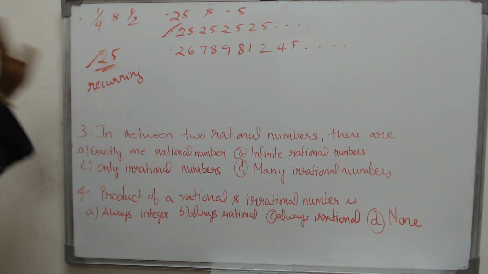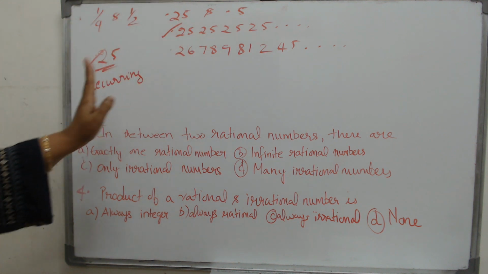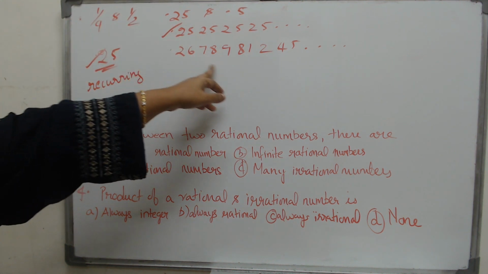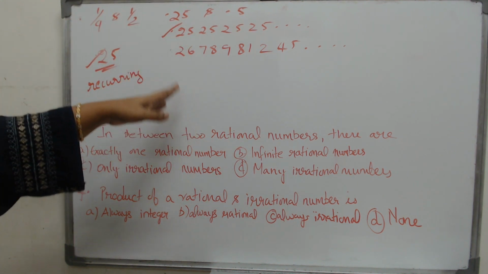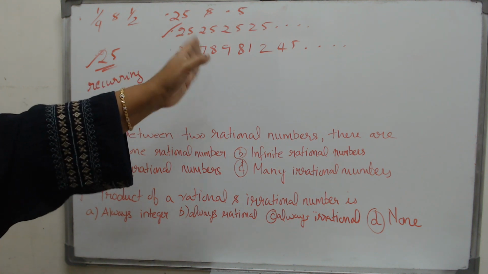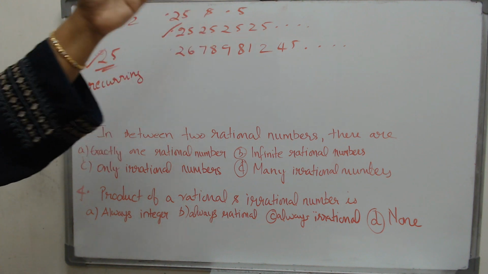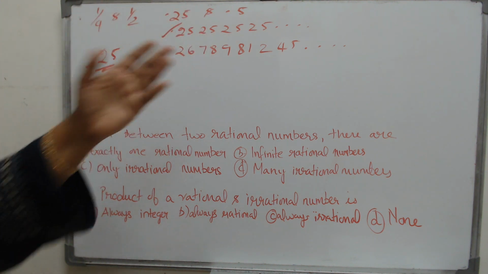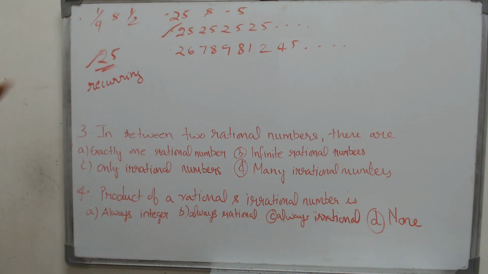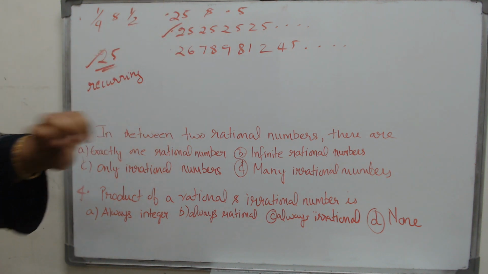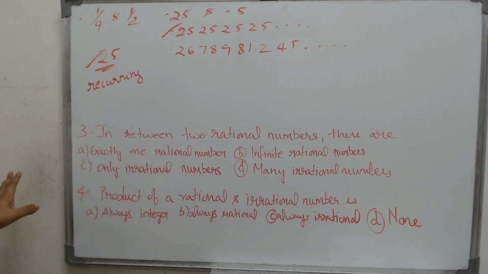Either it terminates, or if it does not terminate, it recurs. And this is irrational, because it is not terminating, but it is not repeating itself. Each digit is a surprise. You cannot guess what the next digit is going to be. So given any two rational numbers, there are an infinite number of rational numbers, and an infinite number of irrational numbers also.